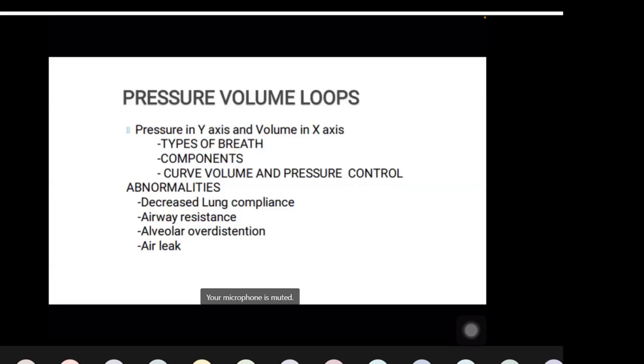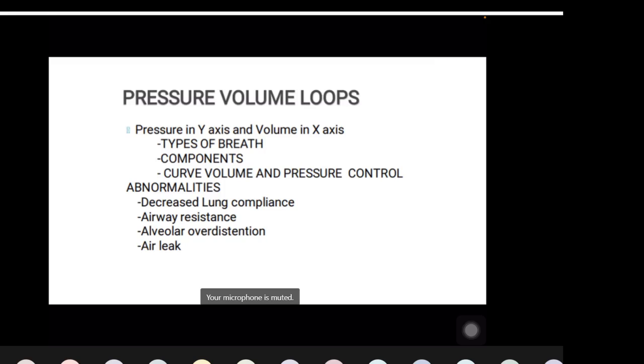There is the flow time scalar, the volume time scalar, as well as the pressure scalar. Now coming towards loops, there are two loops: one is the pressure volume loop and the other is the flow volume loop. In the pressure volume loop, pressure is plotted on the y-axis and volume is plotted on the x-axis. The abnormalities that can be identified are decreased compliance, airway resistance, alveolar distension, and air leak.